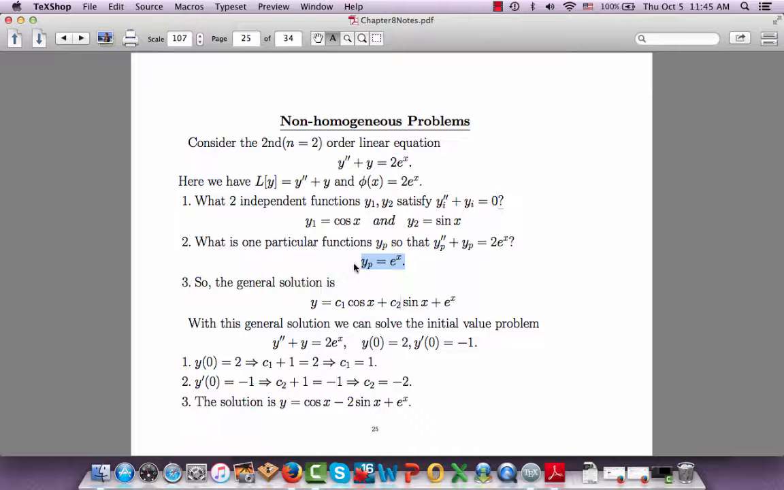It's a separate problem. So in a lot of these problems, we're actually going to have to solve two systems of equations. One system of equations is going to help us determine what this y sub p function is, and then the other system of equations is going to help us find what the constants c1 and c2 and so on are.